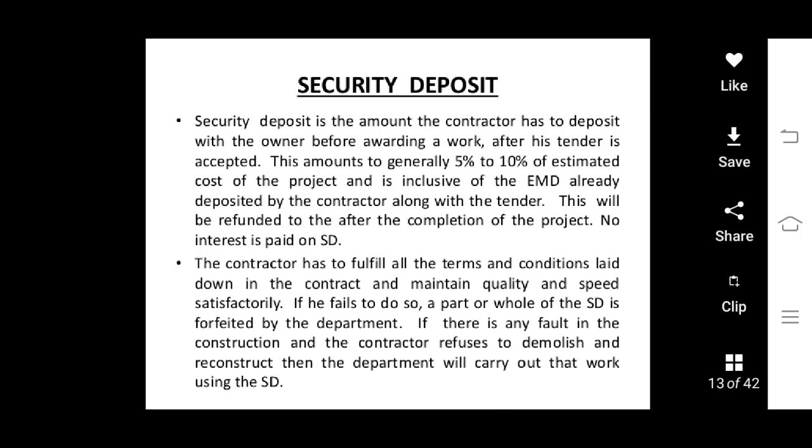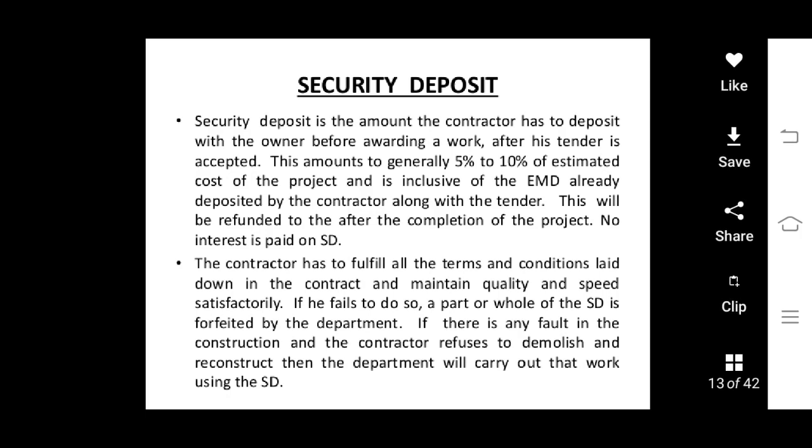Security deposit is the amount the contractor has to deposit with the owner before awarding a work, after his tender is accepted. This amount is generally 5% to 10% of the estimated cost of the project and is inclusive of the earnest money deposit already deposited by the contractor along with the tender. This will be refundable to the contractor after the completion of the project. No interest is paid on security deposit.